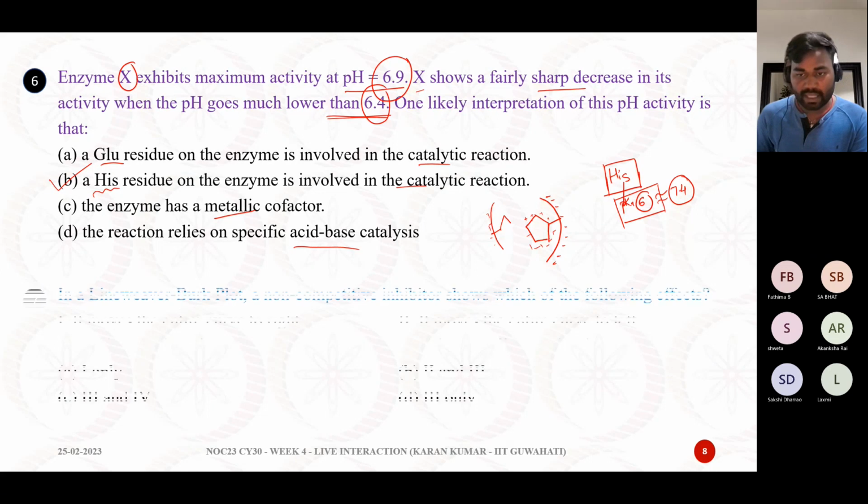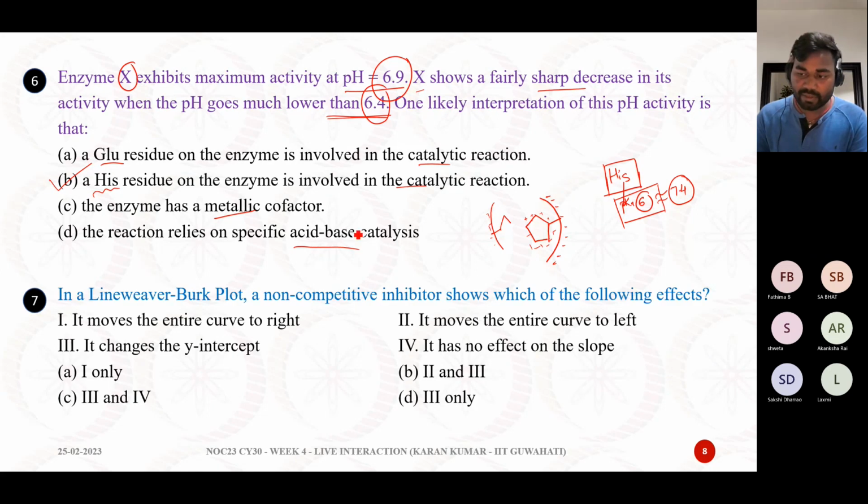Okay. Now the next question is: in a Lineweaver-Burk plot, which of the following effects applies to competitive and non-competitive inhibitors? Your options are: it moves the entire curve to the right.